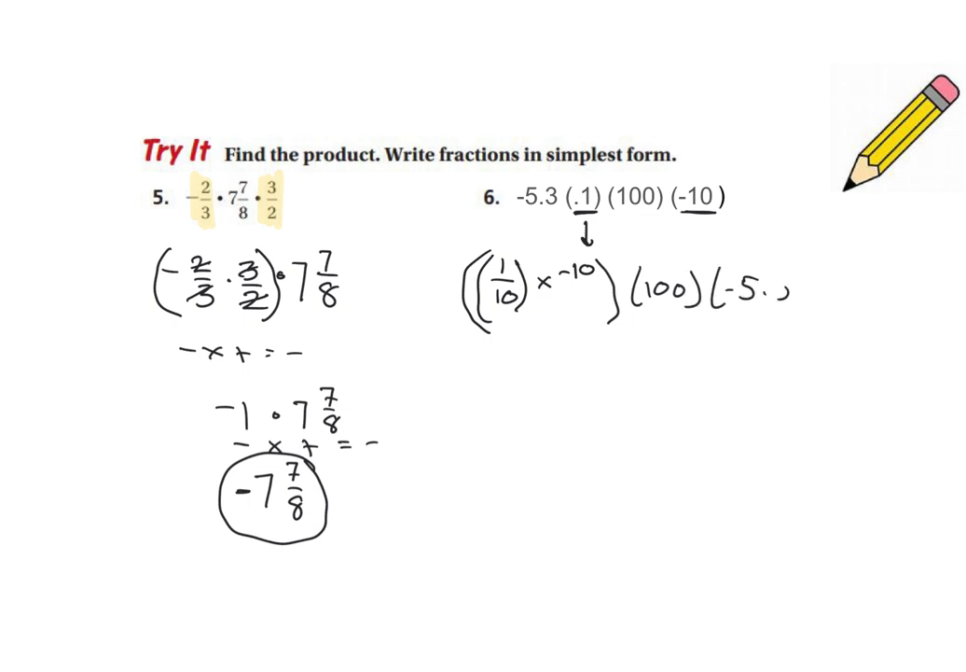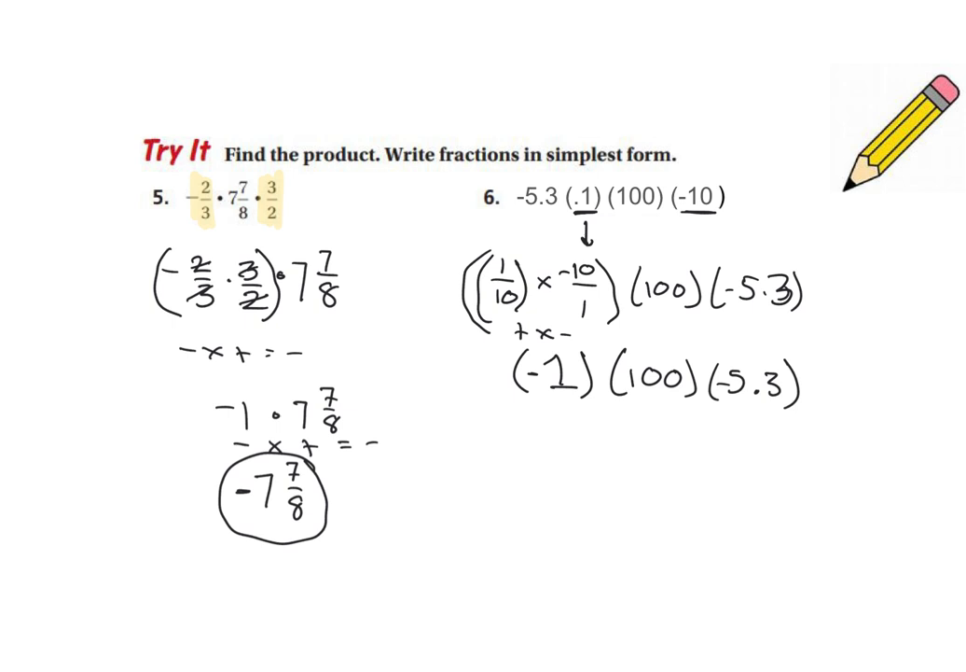Again, I want to do this because I know that I'm multiplying by the reciprocal. Negative 10 is negative 10 over 1. 1/10 times 10 over 1 is just 1. A positive times a negative is negative 1. So I end up with negative 1 there, times 100, times negative 5.3.